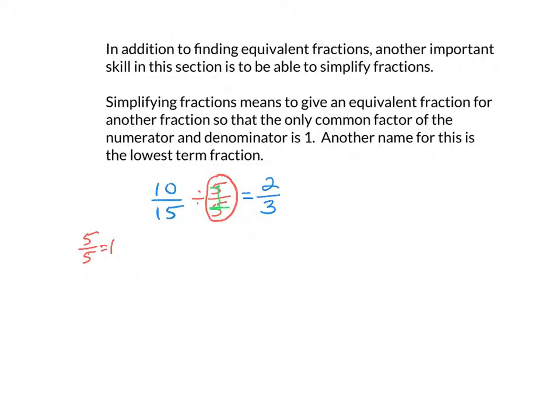So now I have 2/3, and I know 2/3 is in lowest terms because the only common factor of both 2 and 3 is 1. The only factors of 2 are 1 and 2, because 1 times 2. The only factors of 3 are 1 times 3. So I know that 2/3 is what is known as lowest terms.